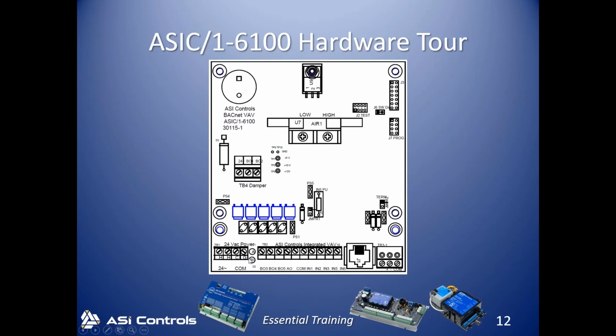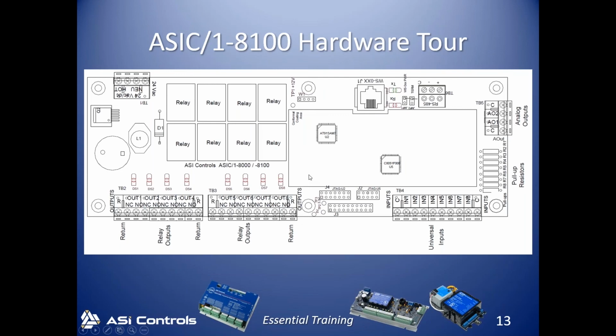And then there's a red and green communication light, red for receive, green for transmit. And I think that's most of the items that I usually talk about there. So the 8100 is different in that it has relays and all of its terminal blocks are removable.